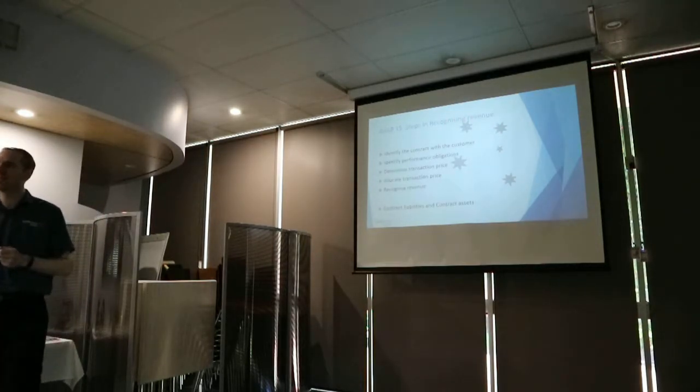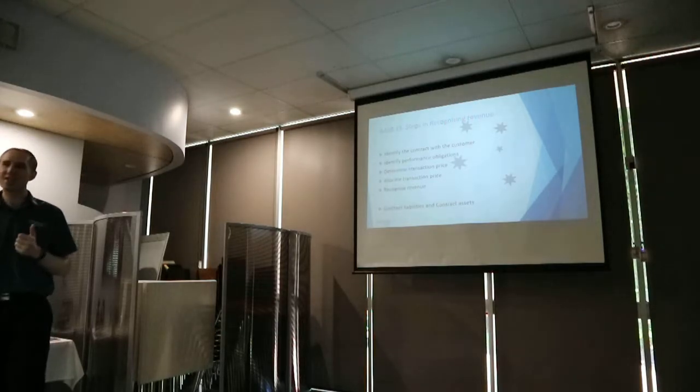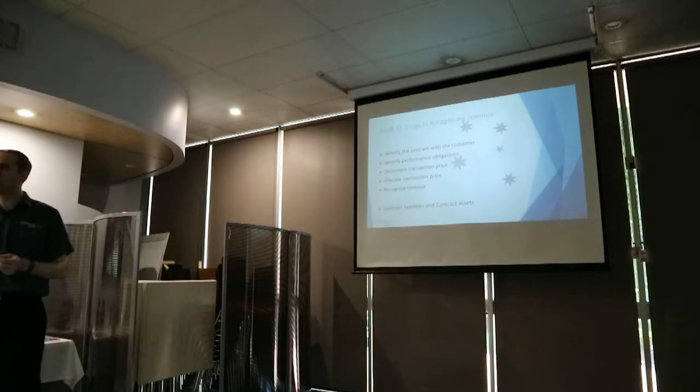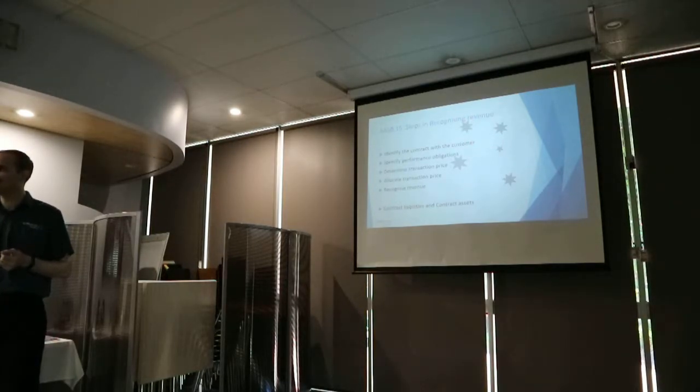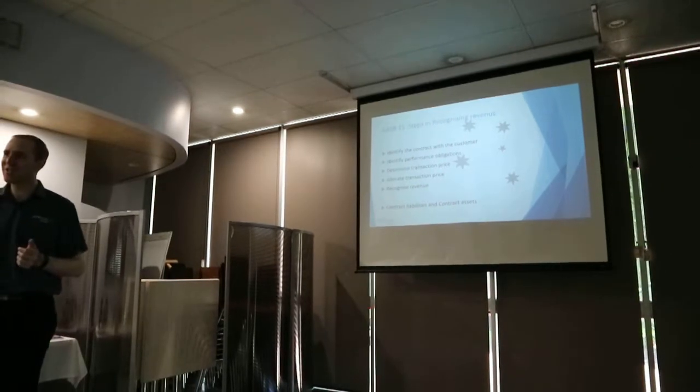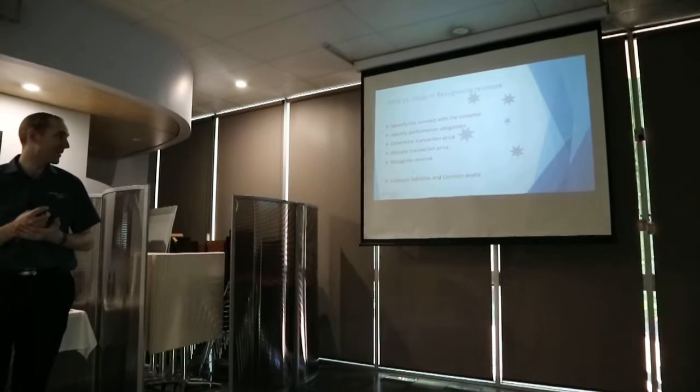So the 5 steps. I haven't put numbers next to them, but these are the 5 steps in the standard. You have to first identify the contract. Then you have to identify the performance obligations that are in the contract. Then you have to determine what the transaction price in the contract is, allocate the transaction price to the performance obligations, and then you recognise revenue as you deliver on the performance obligations. A lot of new terminology in there, quite a few new concepts, but hopefully I'll make it just a little bit simpler for you so you can go away and think about it, because it is quite a significant change.